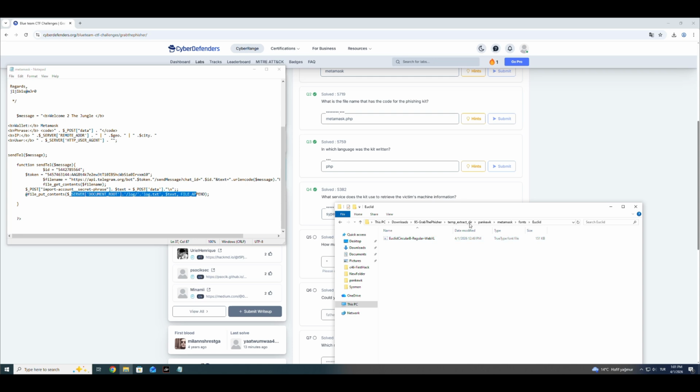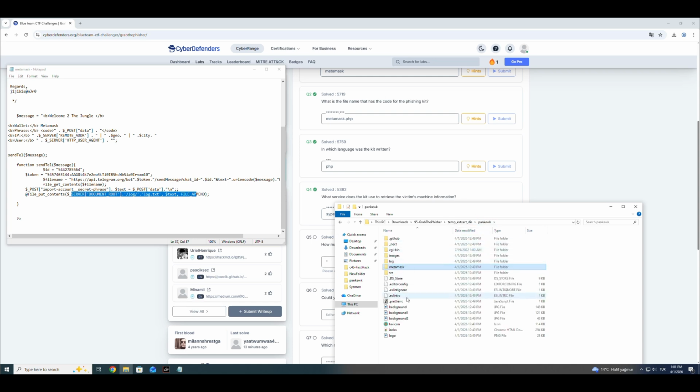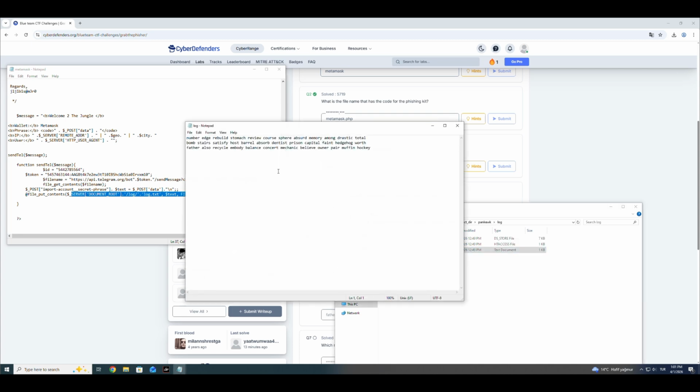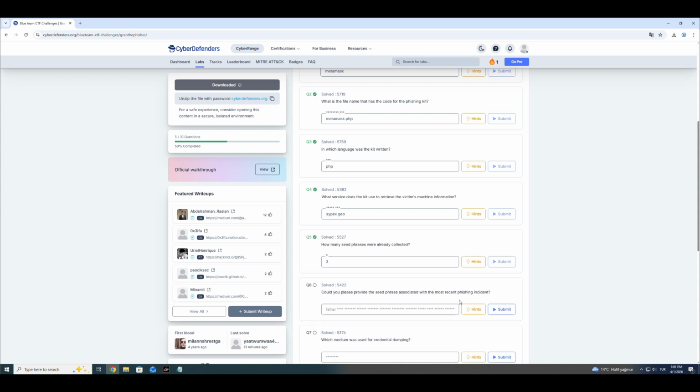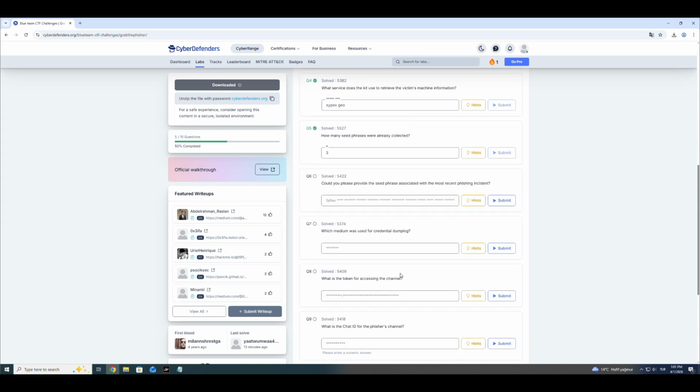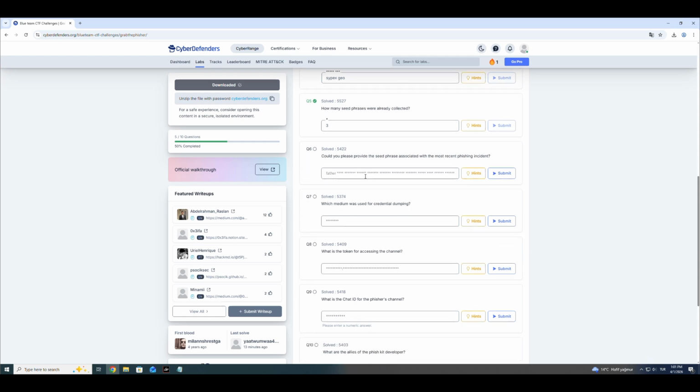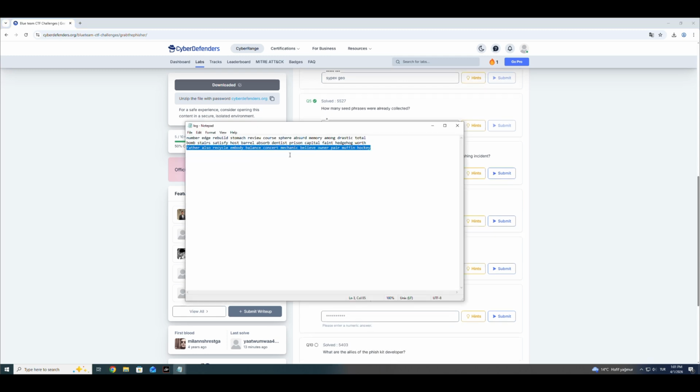Now let's analyze the code to understand the adversary's reconnaissance capabilities. Around line 14, we observe an API call to api.cypexgeo.net. The threat actor is utilizing the CypexGeo service to retrieve and log the victim's geolocation and machine information based on their IP address.